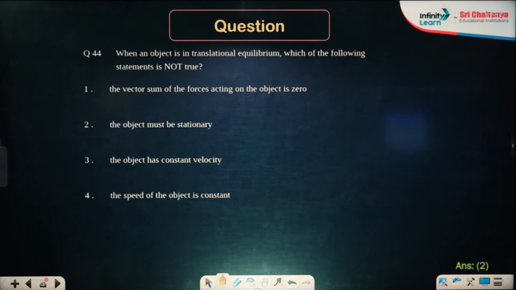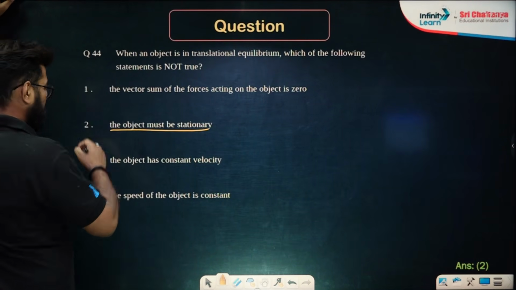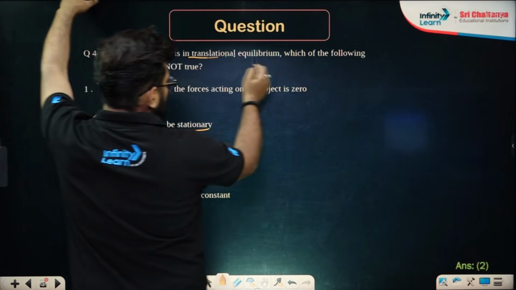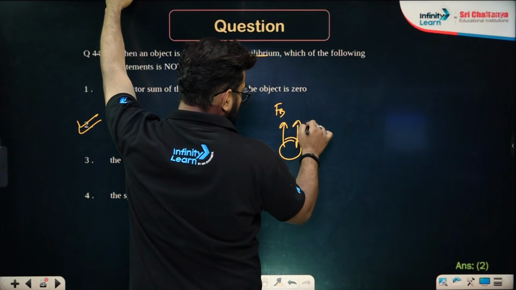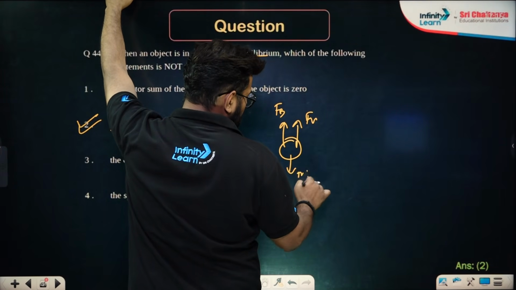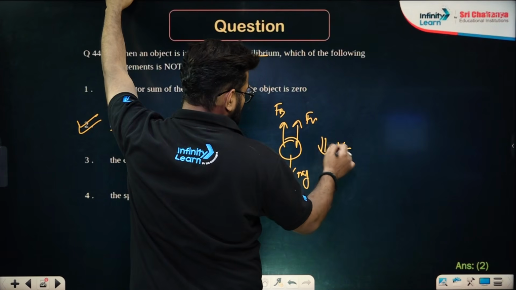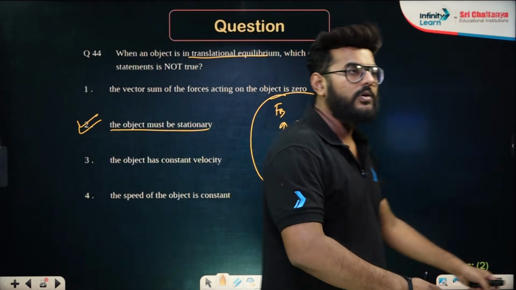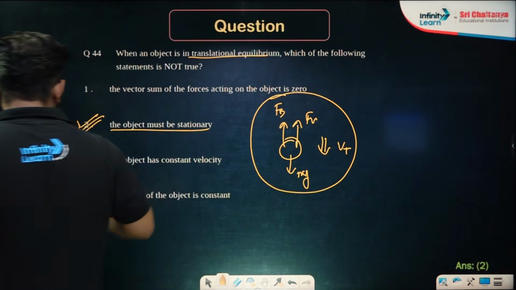When an object is in translational equilibrium, which of the statements is not true? Well, this looks quite convincing, but this is the wrong answer over here, because when you are in translational equilibrium, there can also be a situation that the buoyant force and viscous forces are balancing the mg force and you are moving with a terminal velocity. This is known as the state of translational equilibrium, but this kind of equilibrium is not known as static, this is dynamic since the object is in motion. So option number 2 is correct.